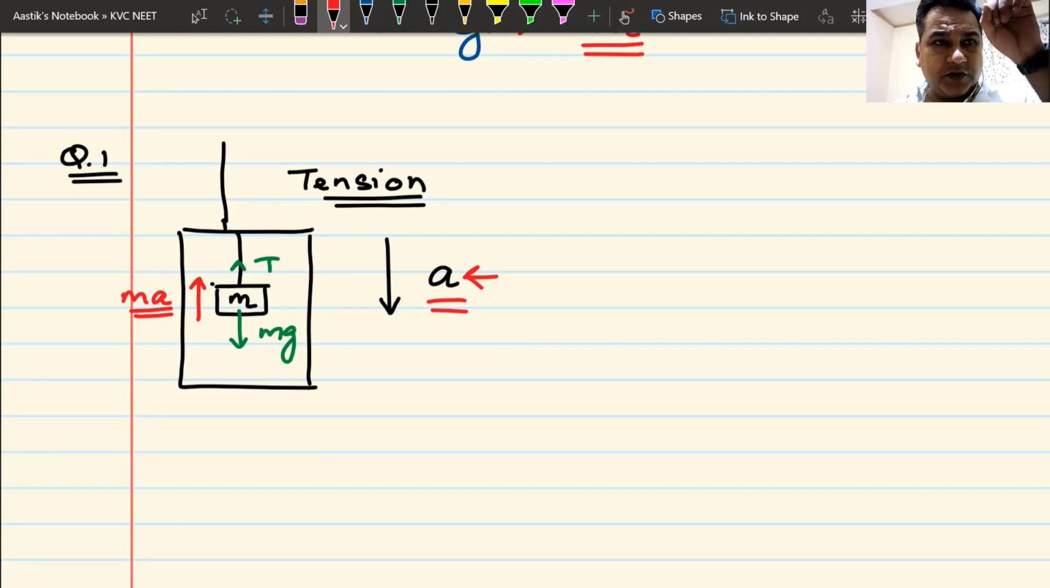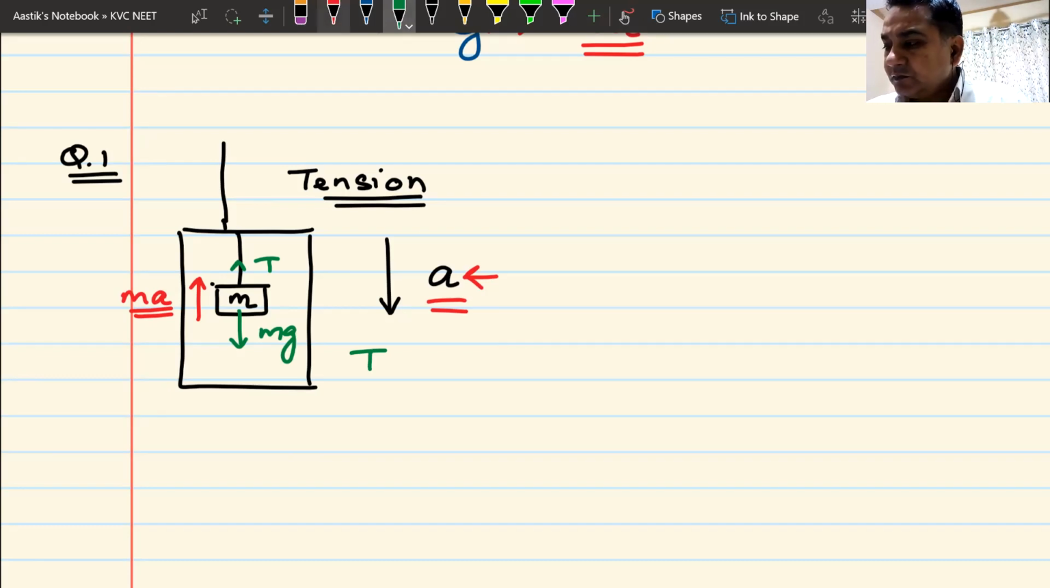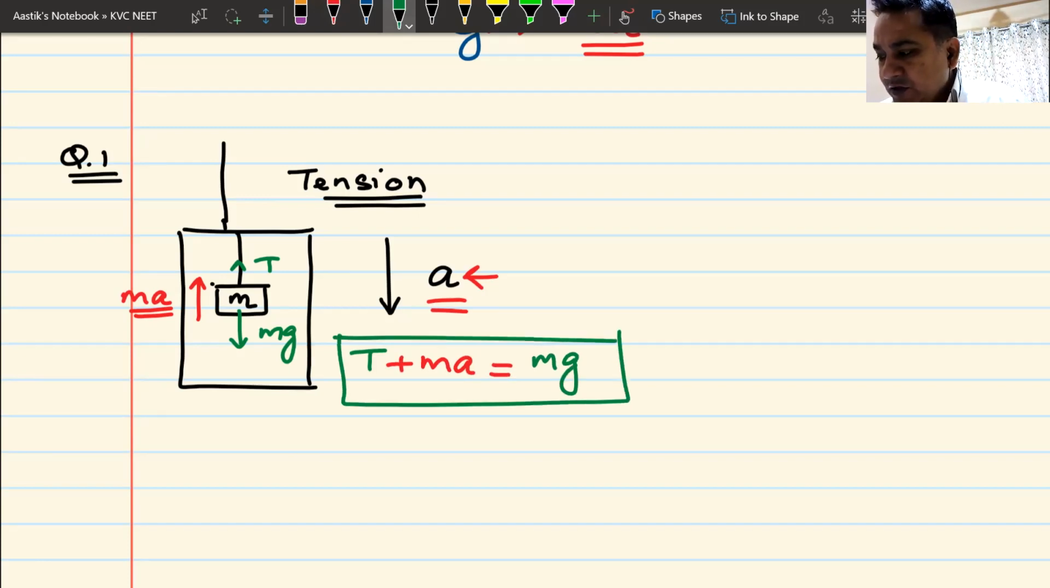Now you see T upwards, ma upwards, mg downwards. T is real force. T plus ma, which is the virtual force, non-real force, is equal to mg. That becomes the equation. From here you can find out the value of tension. Tension is equal to m into g minus a.